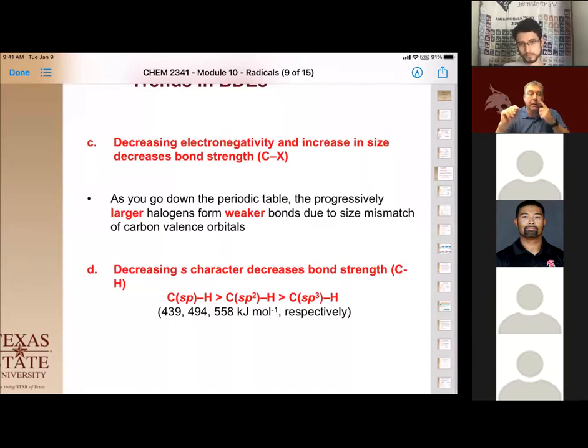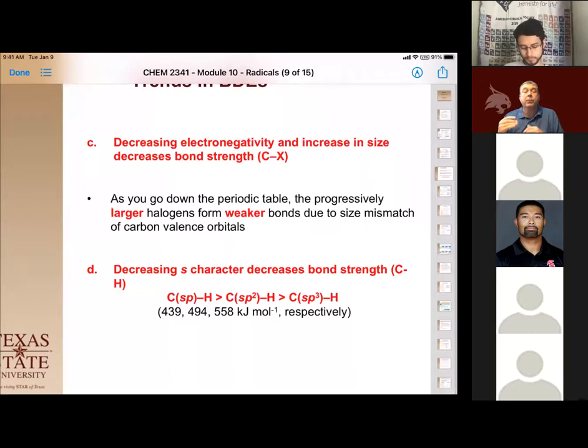We go down one to chlorine, okay? Chlorine is bigger because it has a 3 energy level, and so it has a longer bond. That longer bond creates a weaker bond because the nuclei are further apart.